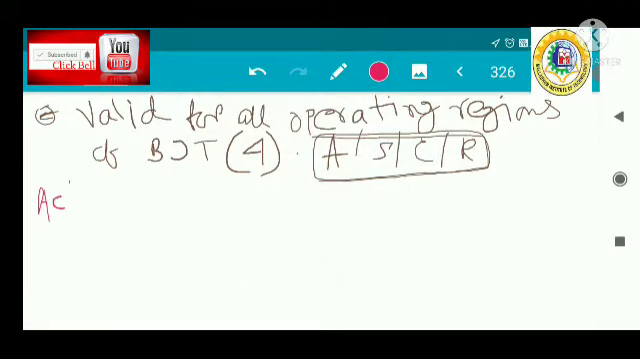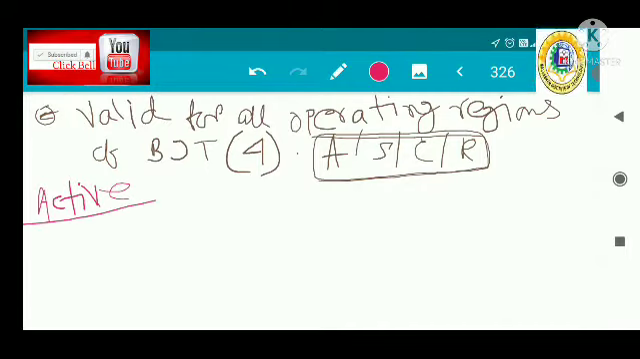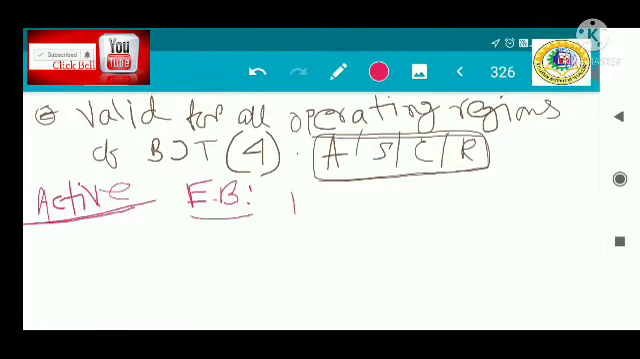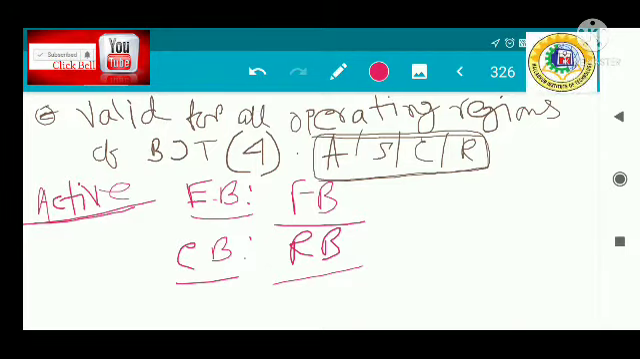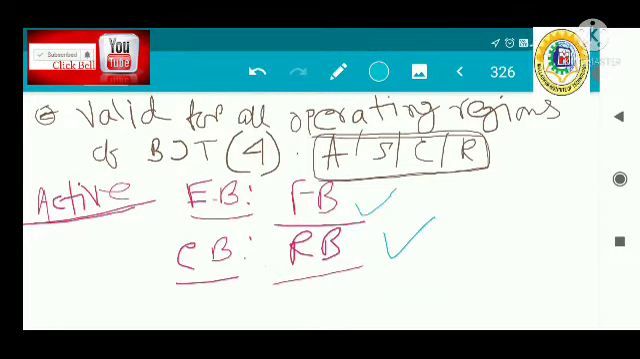If we want to represent the active model with the help of the Ebers-Moll model, now how do we represent that? In the case of the active region of the transistor, there are 2 junctions in the transistor. The emitter base junction is in forward bias, and the collector base junction is reverse bias. I am just showing you one region, how it is represented with this Ebers-Moll model. Then you can easily represent the other 3 regions of the transistor with the help of this model.